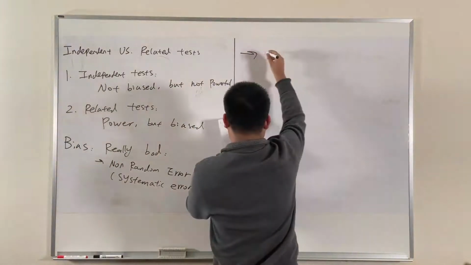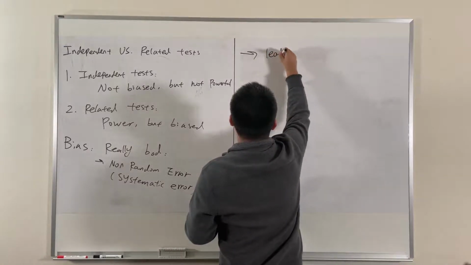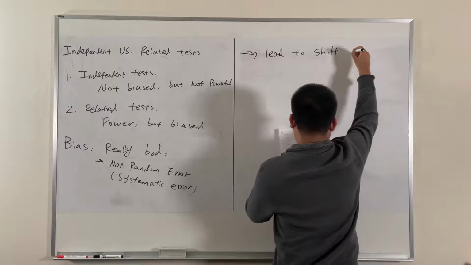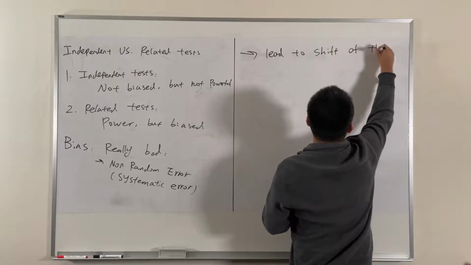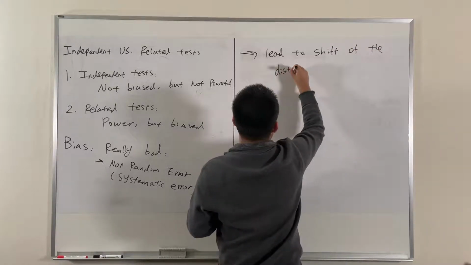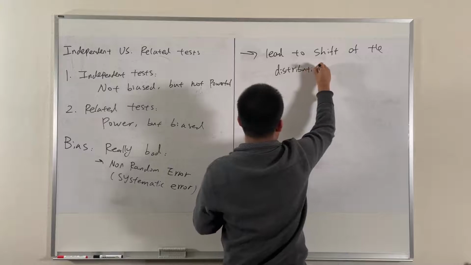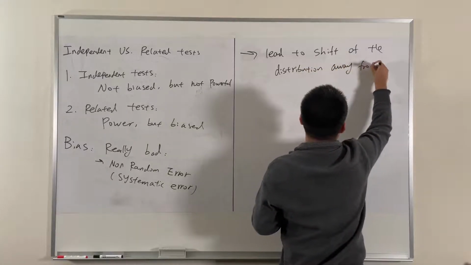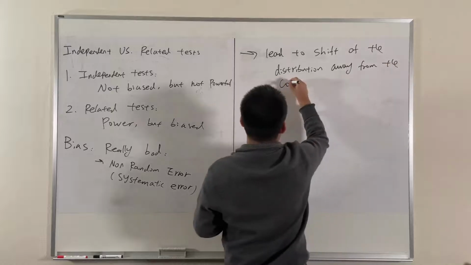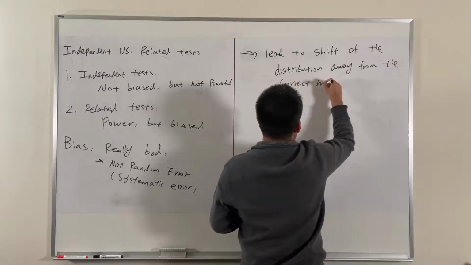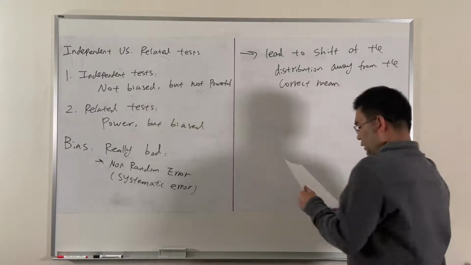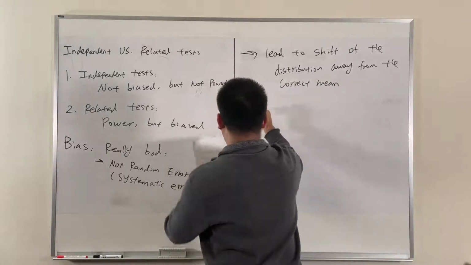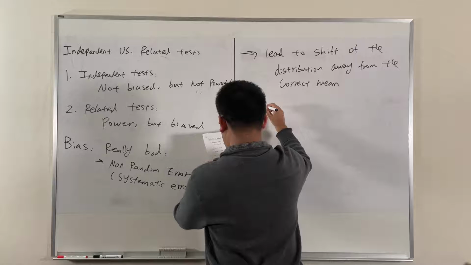Formally, we say that bias will lead to a shift of the distribution away from the correct mean. So this bias will shift the correct mean. Let me demonstrate what it means with a distribution plot or graph.